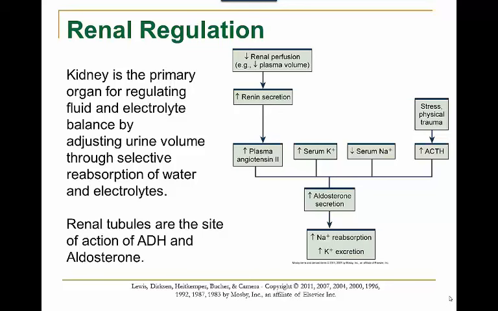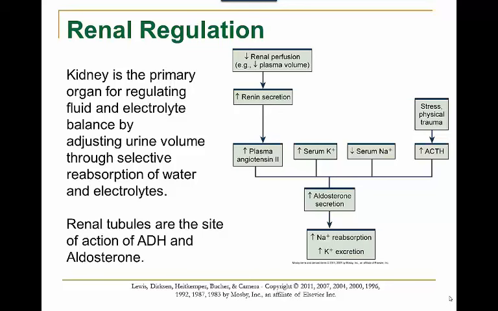So I had mentioned the kidney earlier in that it really is the primary organ for regulating fluid and electrolyte balance, and it does that by adjusting urine volume, and it really will determine whether or not it's going to reabsorb and/or excrete water and/or electrolytes. And those renal tubules are where quite a bit of action is occurring, especially with aldosterone and then ADH, which is your anti-diuretic hormone. So take a look at this little chart. I think it's a good one.